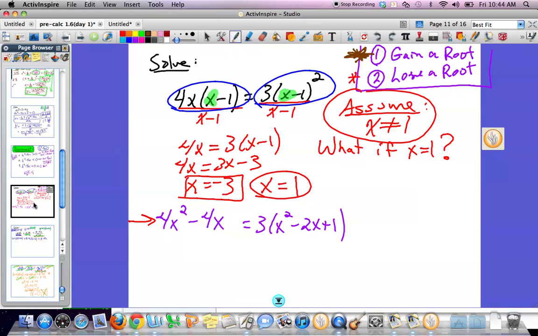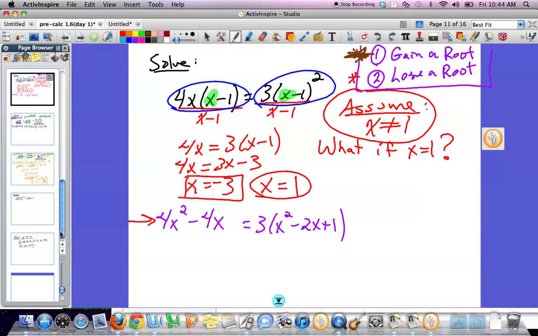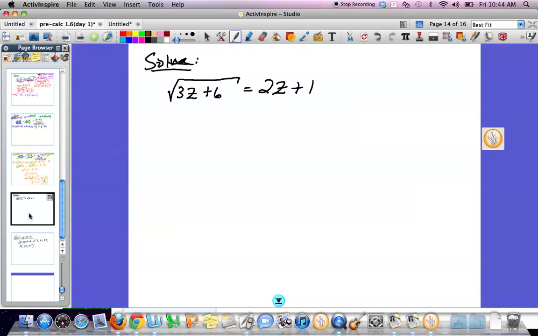There's one last problem I have to talk about that deals with these two. The type of problem is when you solve a square root. This is the last one I have to go through, solving a square root.